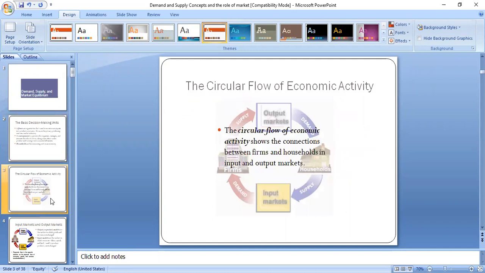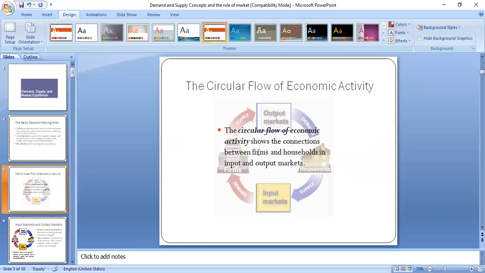So let's look at the circular flow of economic activity. We looked at this briefly, but these are concepts that will give us a foundation for understanding economic concepts in this particular subject. Let's look at the circular flow of economic activity.